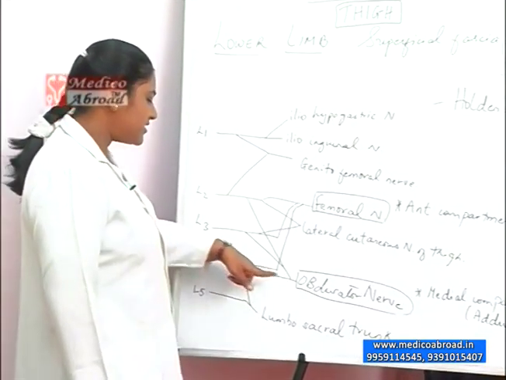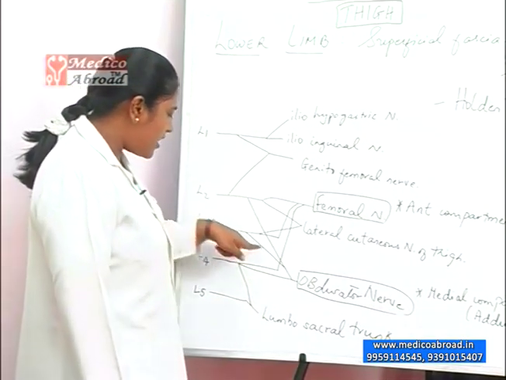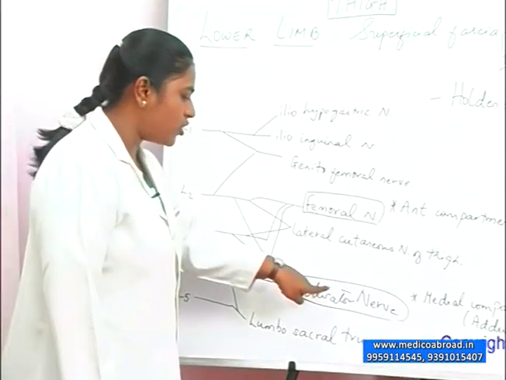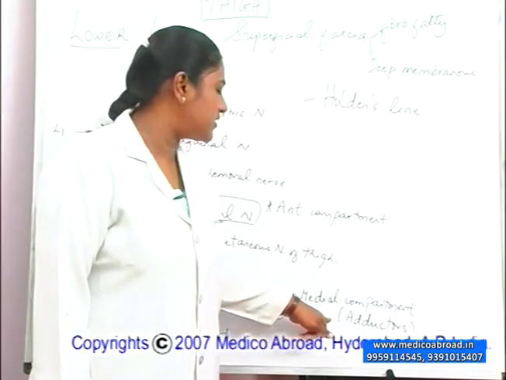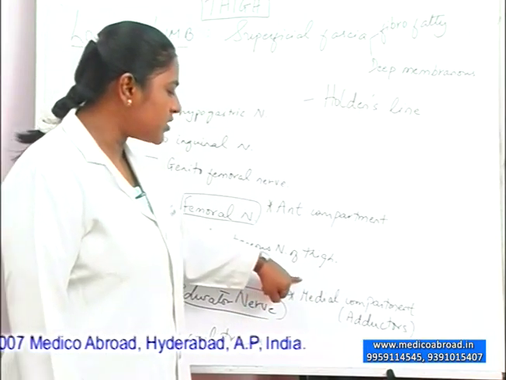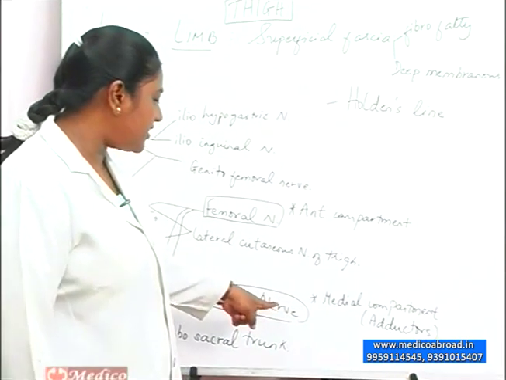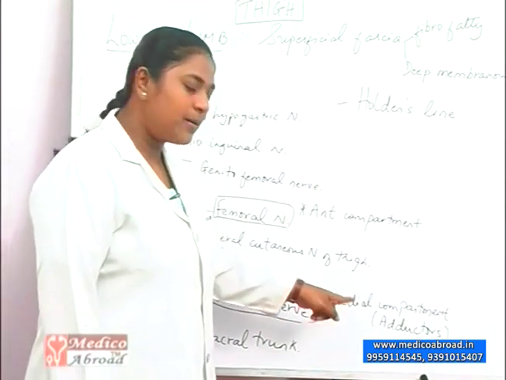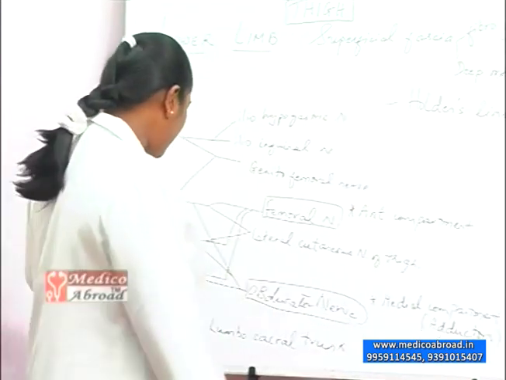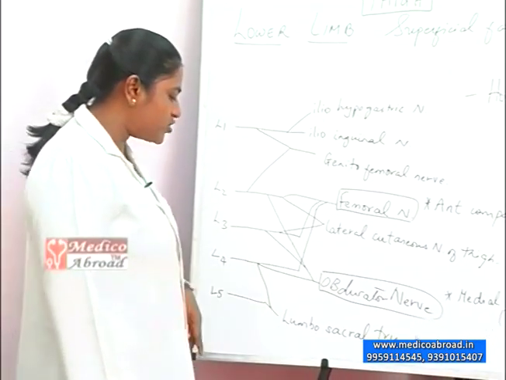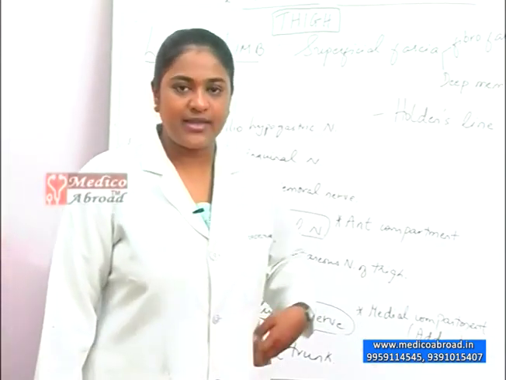Then you have the obturator nerve, which is formed by L2, L3 and L4. This is the nerve of the adductor compartment of the thigh, or the muscles in the medial compartment of the thigh. You have the obturator nerve, which is the adductor compartment nerve, and the femoral nerve, which is the anterior compartment nerve. Now L4 and L5 ultimately join to form the lumbosacral trunk, the branches of which we will see a little later.